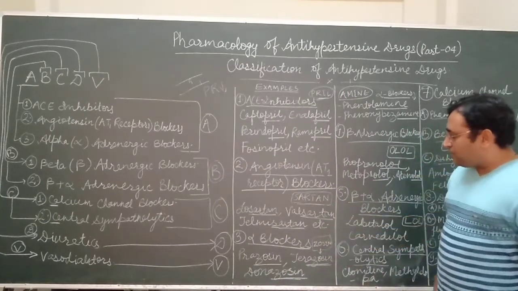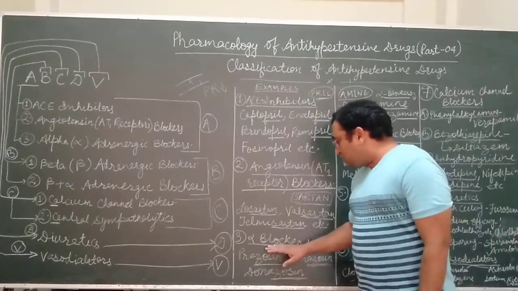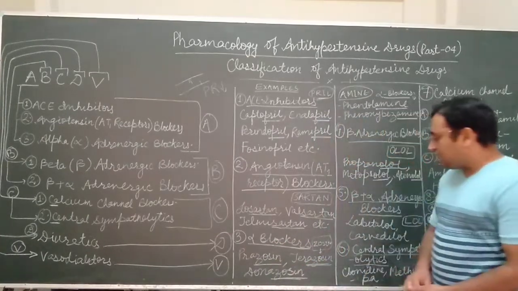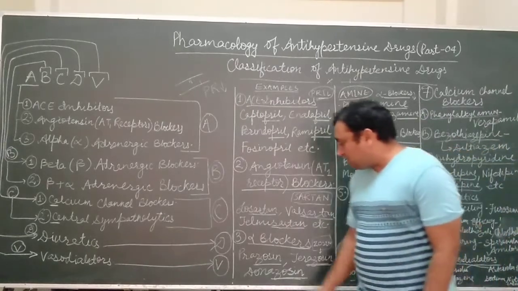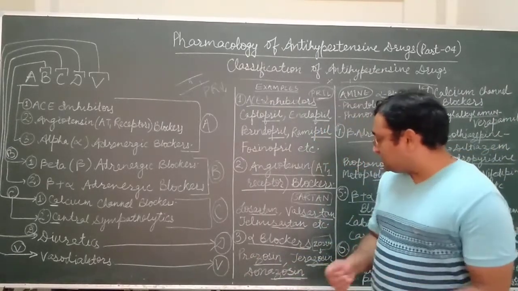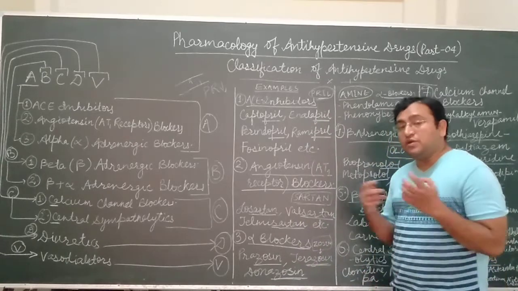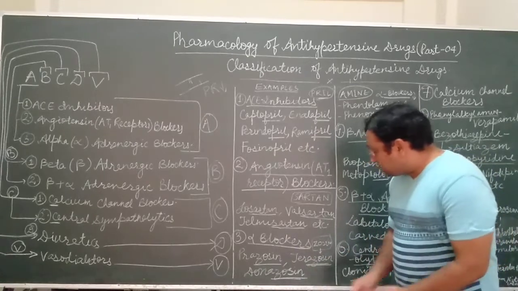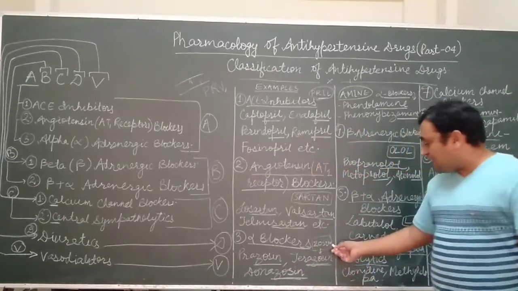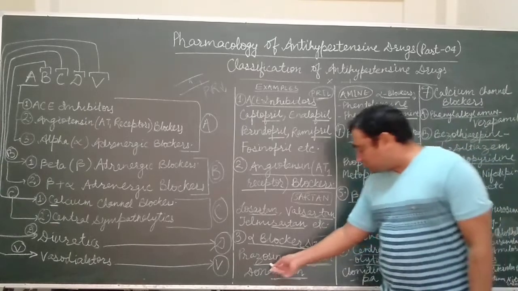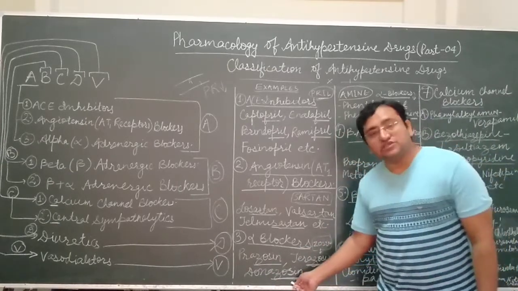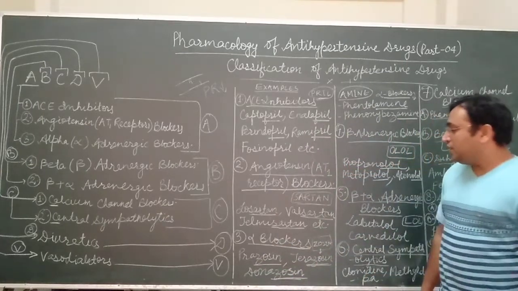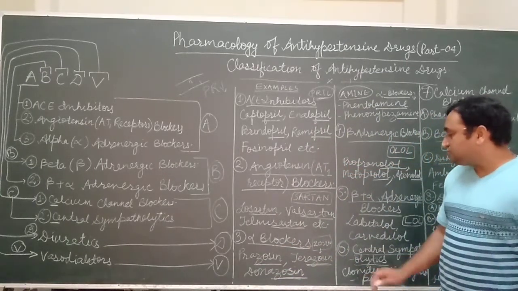Third one is alpha blockers. There are 2 categories of alpha blockers. Basically, we can classify them on the basis of how we can memorize them. There are some drugs which end with OSIN, like prazosin, terazosin, doxazosin. These drugs end with OSIN: prazosin, terazosin and doxazosin.